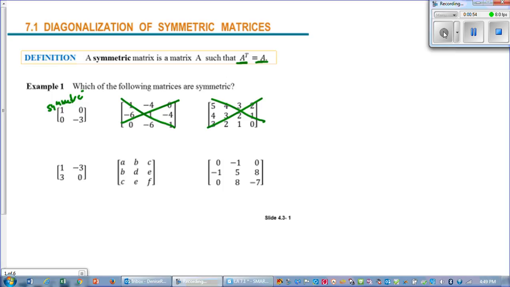1, -3, 3, 0, no, because we need to have a -3 down that first column. With A, B, C, we have A, B, C down the first column. Second row is B, D, E, column 2 is B, D, E, row 3 is C, E, F, and column 3 is C, E, F. So this one is symmetric.